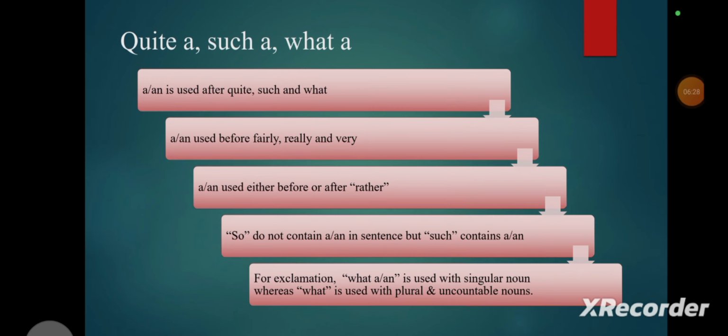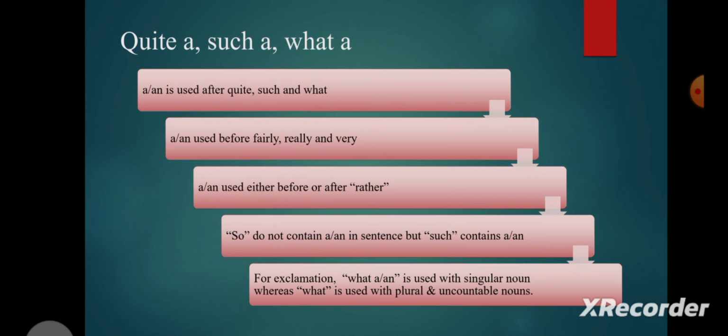In this slide, we will study about quite a, such a, and what a. After quite, such, and what, we can use a phrase with a or an. For example, a game. There is often an adjective as well, for example, such a good team.